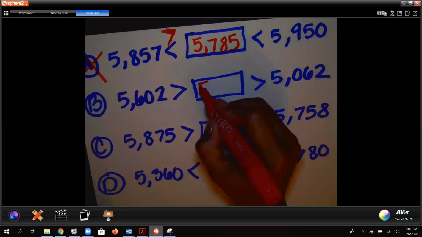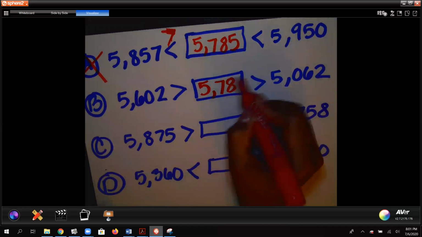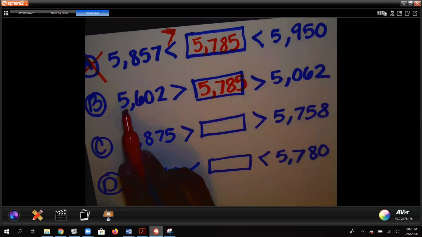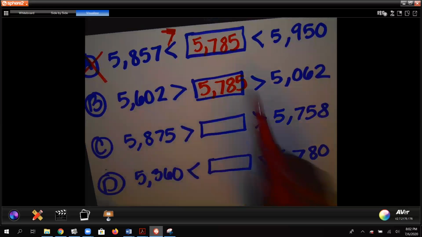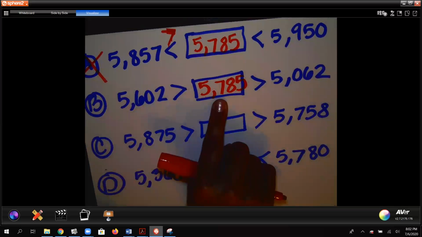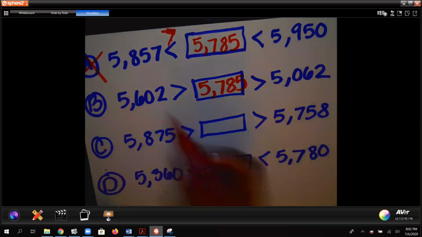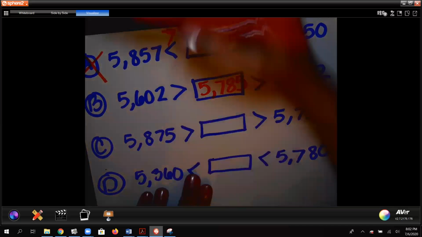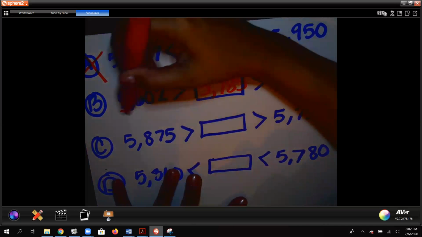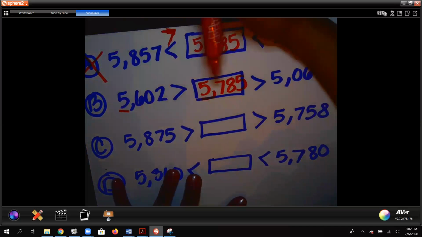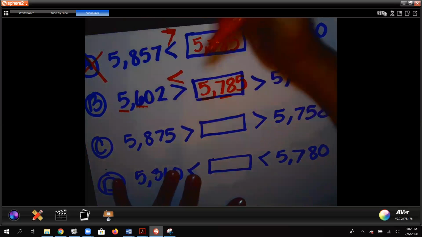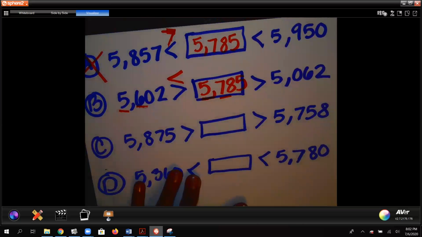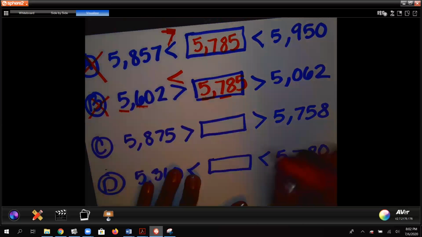Let's put it in here and see if it's correct in our in-between. Is 500,602 greater than 5,785? Is that correct? Is this number greater than this number? No, it's actually less. Remember, when you're comparing, when you're ordering them, if they're the same here, you have to keep going. 6 is less than 7, so this should actually be the other way. The symbol should be less than.